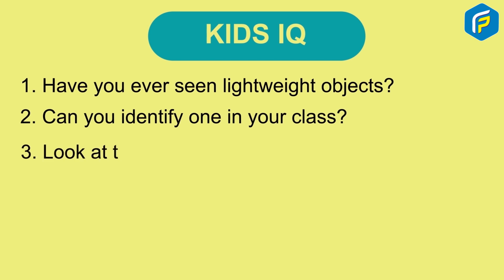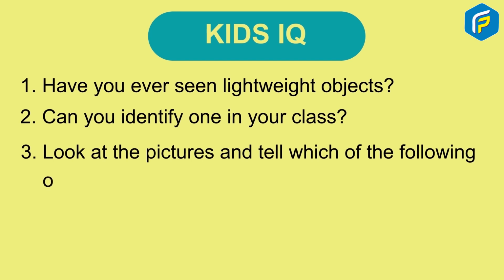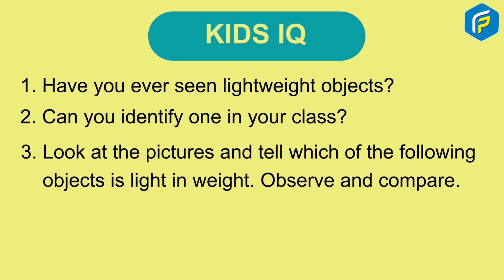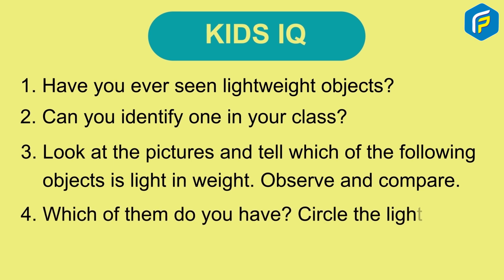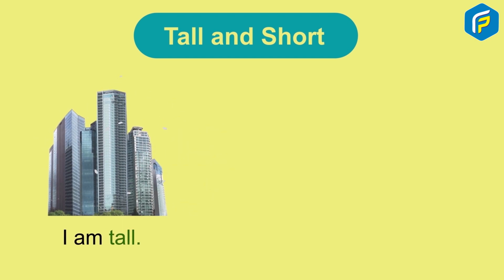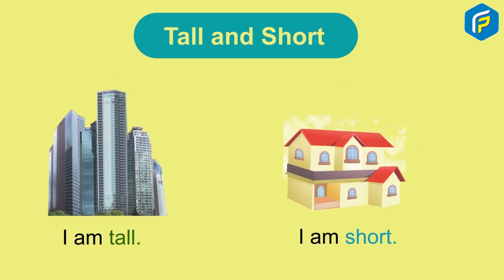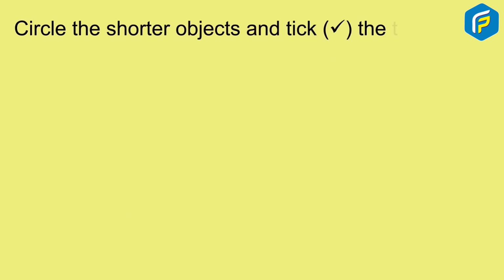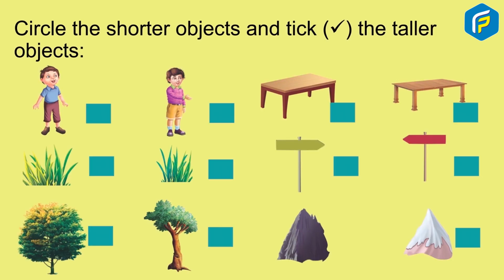Look at the pictures and tell which of the following objects is light in weight. Observe and compare. Which of them do you have? Circle the light objects in the box. Tall and short. I am tall. I am short. Circle the shorter objects and tick the taller objects.